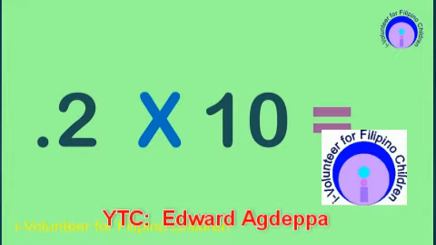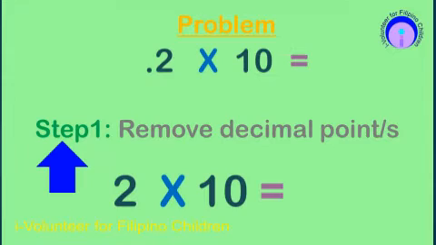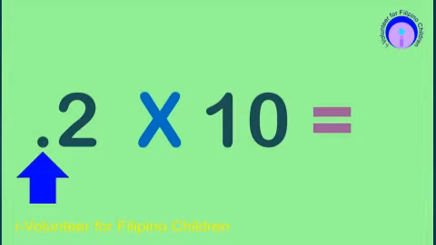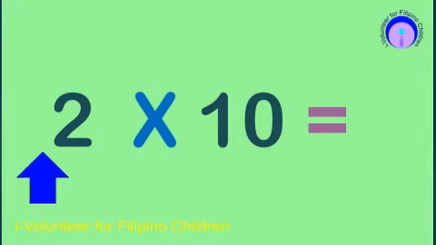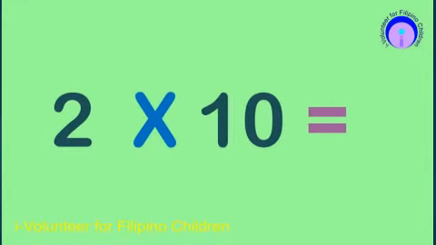Balikan natin ang ating problem. 2 tenths times 10 is equal to what number? Step 1. Remove all the decimal points. We will take this decimal point out. See? No more decimal point. I will repeat. The original problem looks like this. Now the decimal points are gone.